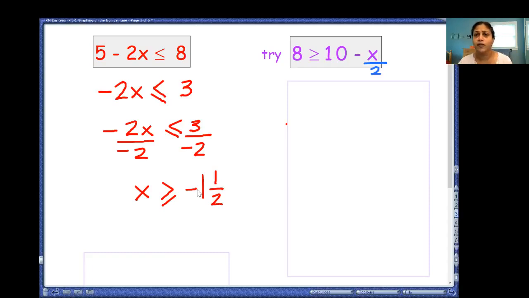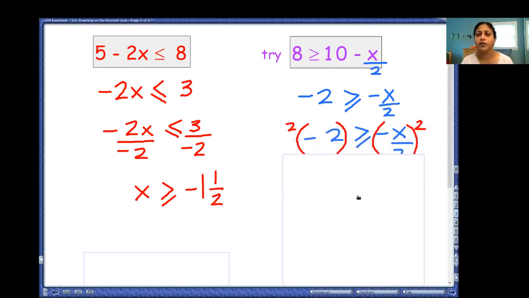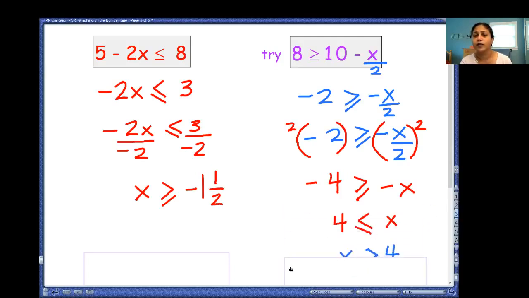Try the second one. Here we're going to subtract 8 from both sides. So it becomes negative 2. And now we're going to multiply both sides of the equation by 2. And notice that we're multiplying by positive 2, so nothing changes. However, now we have negative 4 is greater than negative x, and I don't want negative x. So I'm going to multiply both sides by negative 1. And this time the sign will change. Remember to rewrite your answer with the x on the left.